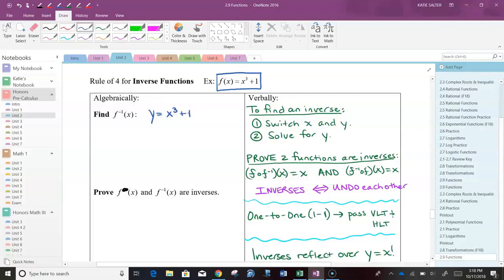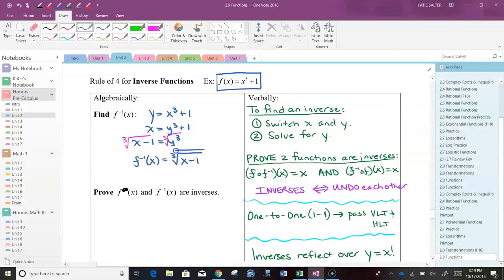The first step in finding any inverse is to switch x and y. So we'd have x equals y cubed plus 1. Then we would solve for y. So we would subtract 1 from each side, x minus 1 equals y cubed, and then take the cube root of each side. So ultimately, we get that the inverse of f of x is equal to the cube root of x minus 1.